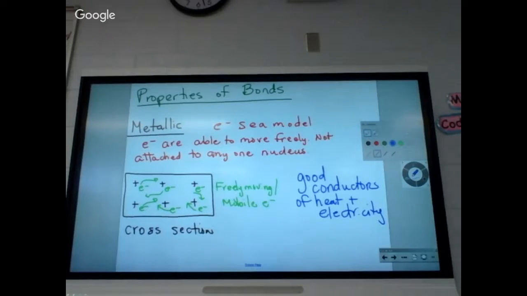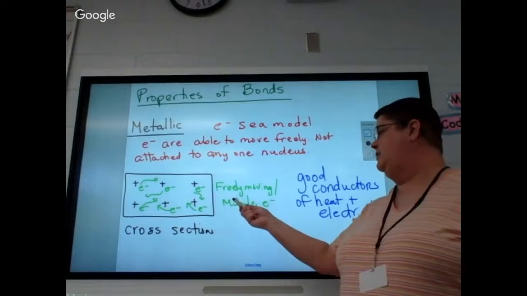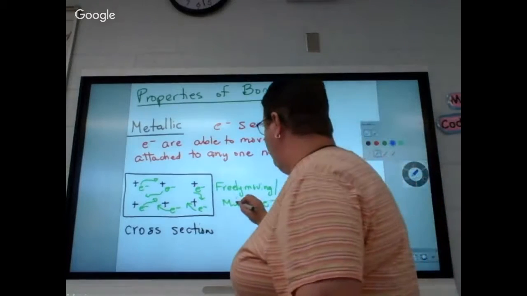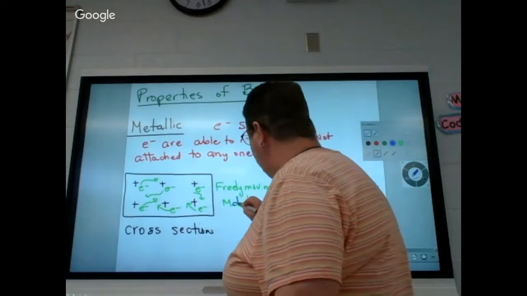I could. Okay, what's this? Freely moving what? Mobile electrons. They're moving, so they're mobile. A lot of times, test questions, we'll call them mobile electrons.